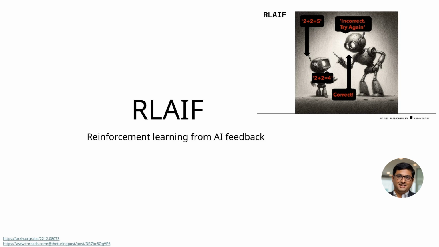Another feedback-based algorithm is reinforcement learning from AI feedback, or RLAIF. The main difference between RLAIF and RLHF is the source of feedback. In RLAIF, the reward model is trained using data generated by another AI model, instead of relying on human feedback. This reduces the dependence on human effort in creating training data. As a result, RLAIF is more scalable and can be applied to larger datasets or more complex tasks.